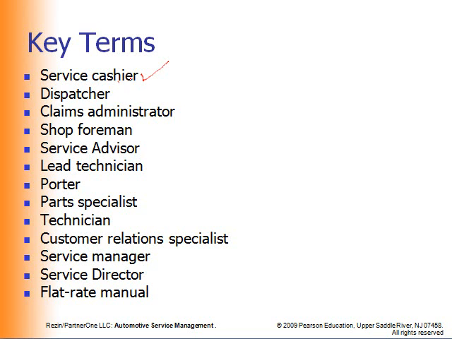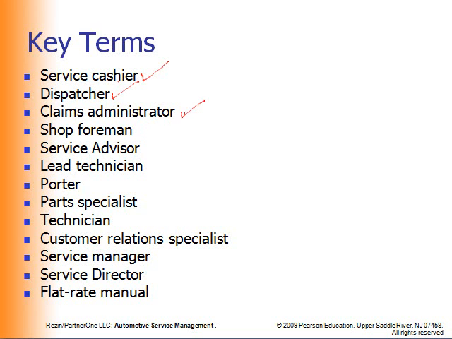Now the dispatcher, this is the person that assigns the repairs to the technicians. Okay, they got to be responsible for knowing the deadlines, knowing how to promise the work, and to make the best use of the skills. So I got to know which one of my technicians are the best suited for different jobs. The claims administrator, okay, he's responsible for determining the labor operation code, the flat rate times, processing the repair order, and the technician pay.